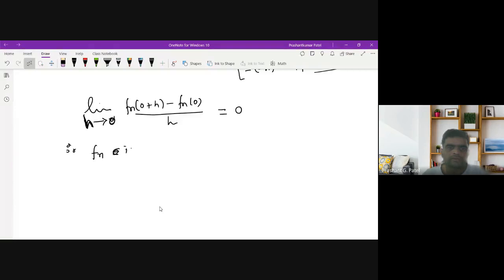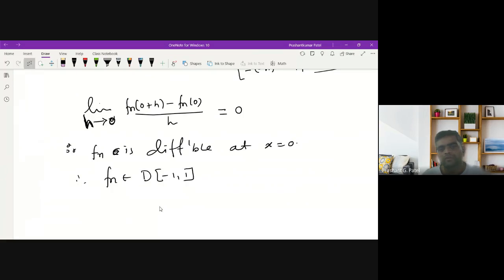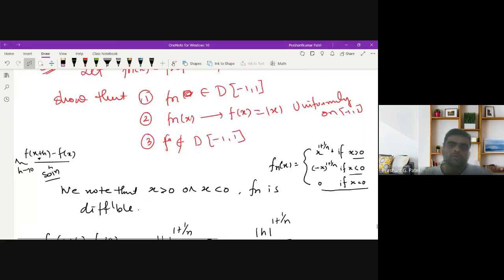and hence we can say that fn is differentiable at x is equal to 0. So ultimately we can say that Fn belongs to D of minus 1 to 1. That means it is differentiable. So we have proved the first one.